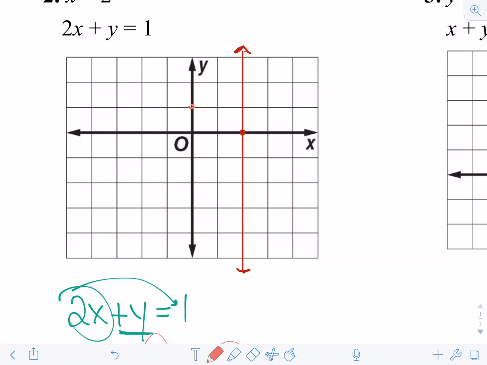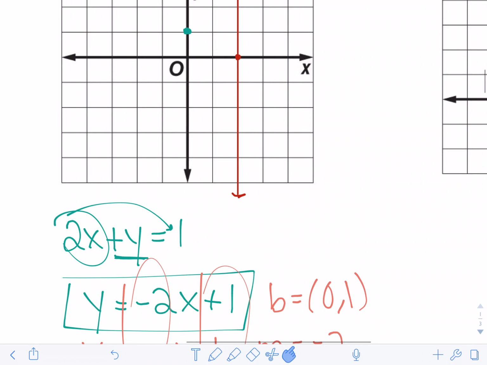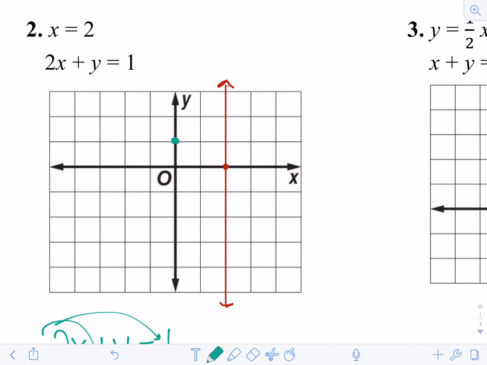So 0, 1. Oh, I'm going to change my color back to the graph. Okay, so 0, 1. And since it's a negative, we're going to go down. So I'm going to have to go down 2 and over 1. So down 2 over 1, down 2 over 1, up 2 over 1. We'll go ahead and connect those dots.